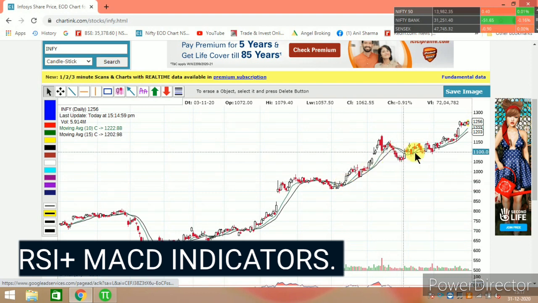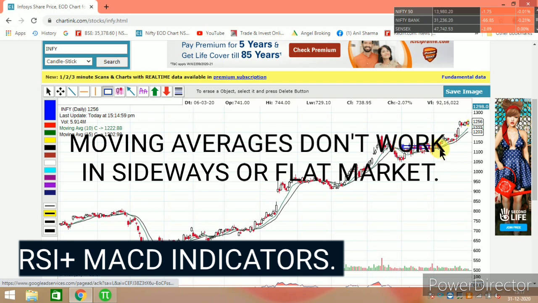So friends, this actually goes from cross to cross: you sell, cross to cross you sell. Sometimes what happens is that a flat period comes, and moving averages do not work in a flat market. Fine. Now what is the catch? How do we say whether there will be a slope, or the market will be flat?